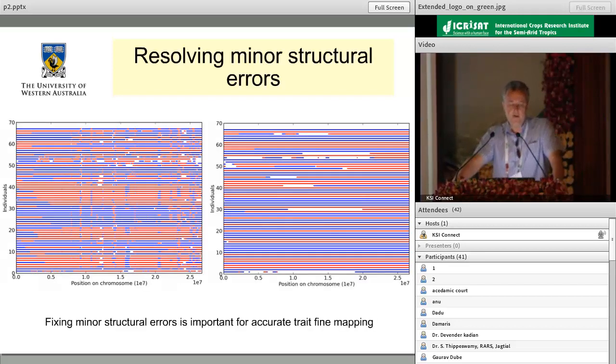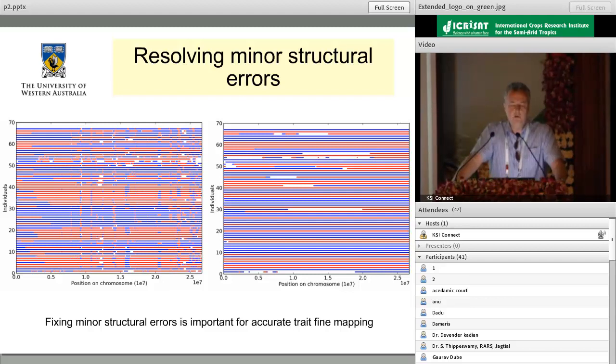There's another paper that's just been accepted in TAG. It should come out fairly soon, and this is when we were looking at the recombination across the genome and also gene conversion. There have been a few papers that were suggesting that gene conversion in Arabidopsis, for example, was very high. And when we first started looking at our data and using the same parameters that they were using to call gene conversions, we were seeing very high levels of gene conversion.